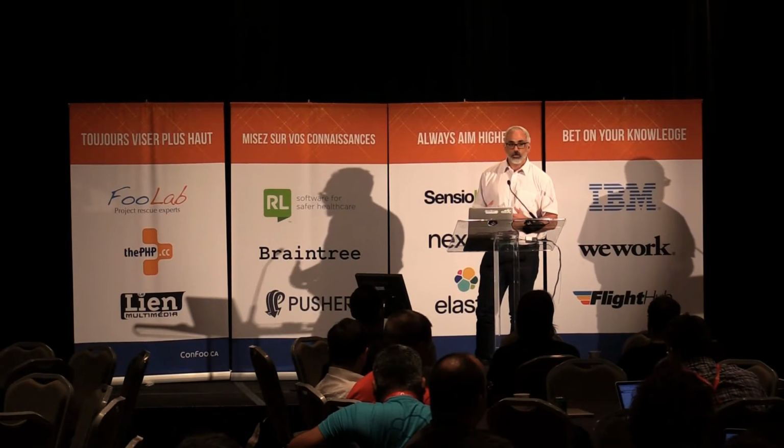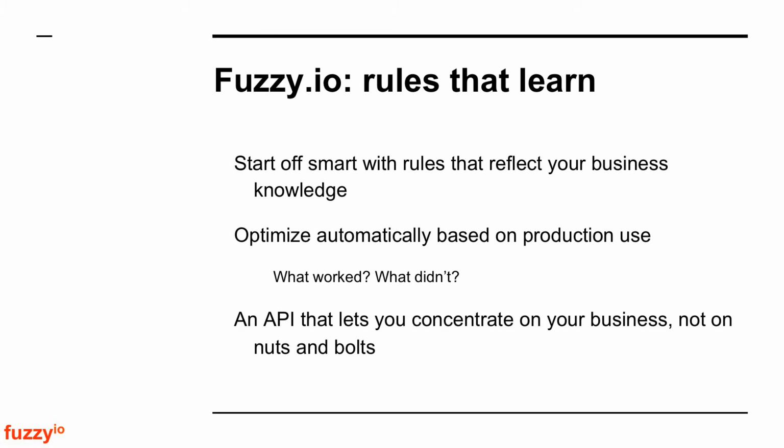So my co-founder and I looked at different possibilities for dealing with these situations, and we came upon the solution, the algorithm that we implemented in Fuzzy.io. Fuzzy.io is a mechanism for starting off with a system of rules that are complementary, that can work together, that can be very simple, that represent your company's knowledge about your business. These rules can then be optimized automatically based on production use. So after you've put together your rule set, put it into production, and implemented a feedback loop, those rules will get better and better and make better decisions over time.